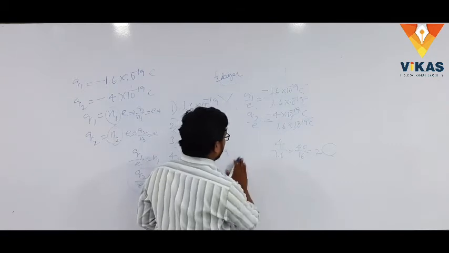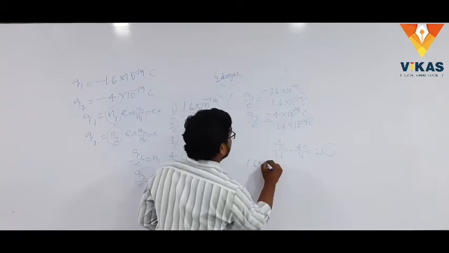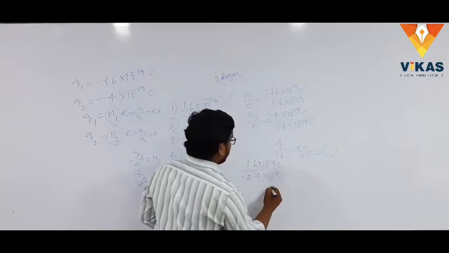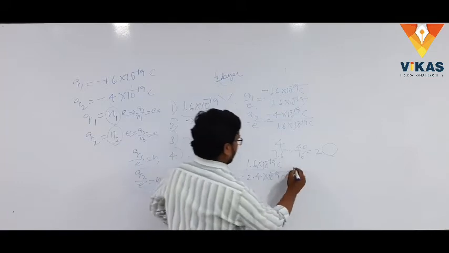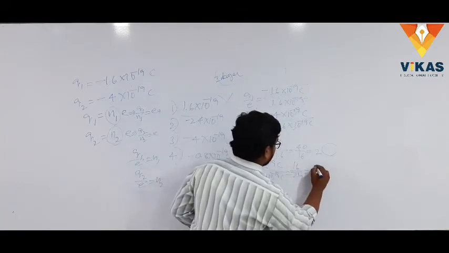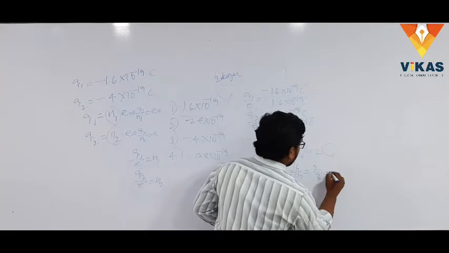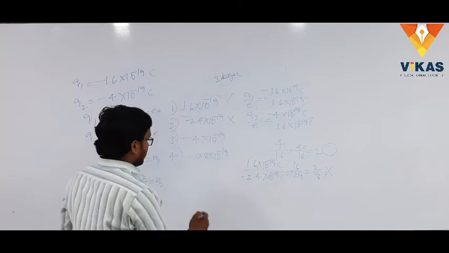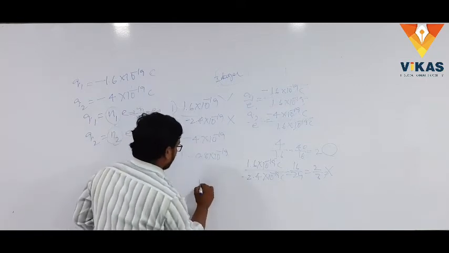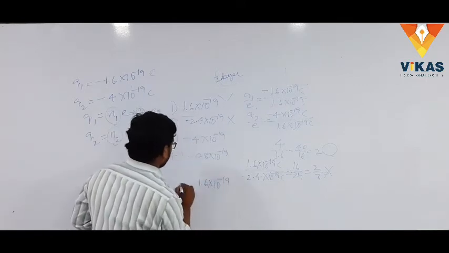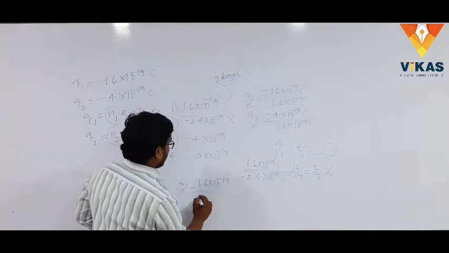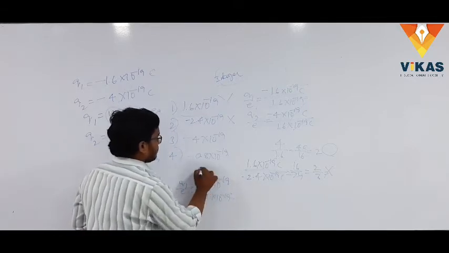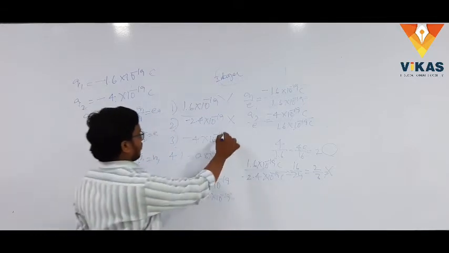That is, if you take 1.6 into 10 to the power of minus 19 coulombs by minus 2.4 into 10 to the power of minus 19, again it is 16 by 24, which is nothing but 2 by 3. It is also not an integer. So, the second option is also wrong. If you take the third one, 1.6 into 10 to the power of minus 19, this is Q1 by E. If I take minus 4 into 10 to the power of minus 19, I am getting 0.4, which is not an integer. So, this is also wrong.